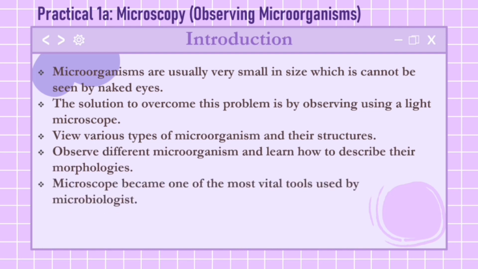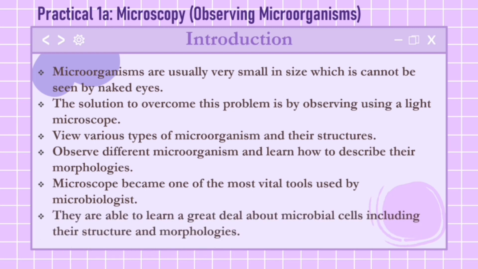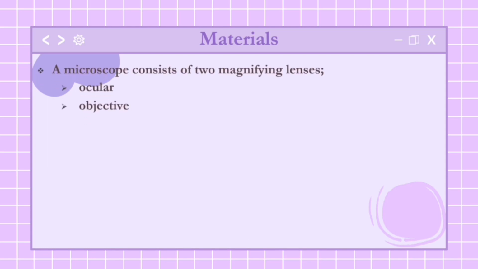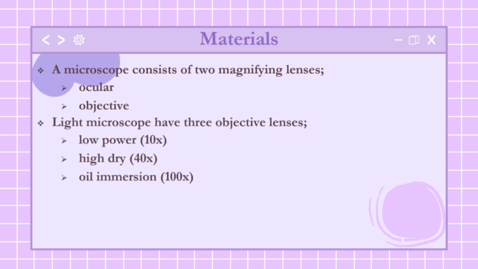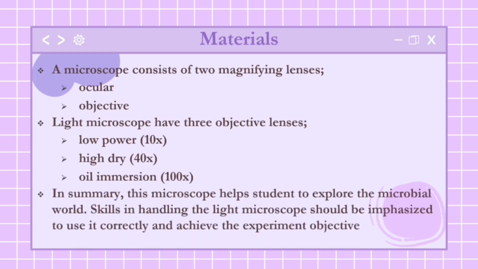The microscope became one of the most vital tools used by microbiologists. They are able to learn a great deal about microbial cells, including their structure and morphologies. A microscope consists of two magnifying lenses, which are the ocular and objective lenses. A light microscope has three objective lenses, which are low power, high dry, and oil immersion. In summary, this microscope helps students to explore the microbial world.